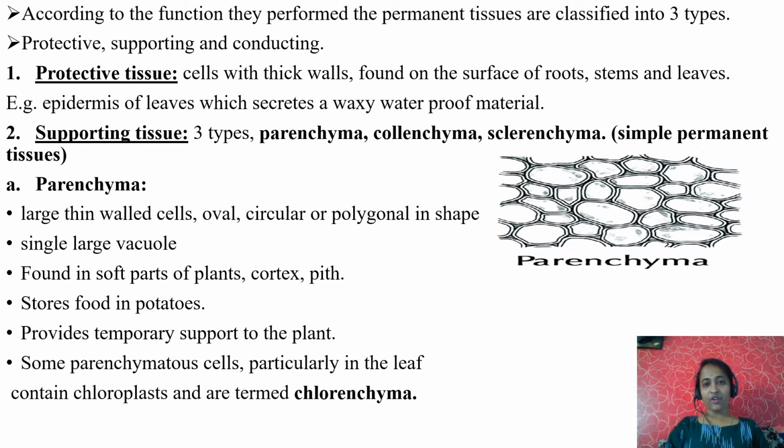This is the structure of parenchyma. Here the cells are large, thin-walled cells. The cell wall is very thin, oval in shape, or circular or polygonal in shape. A single large vacuole is present, found in soft parts of plants, as well as the cortex, in the sense the outermost layer, as well as pith. Pith is the middle layer.